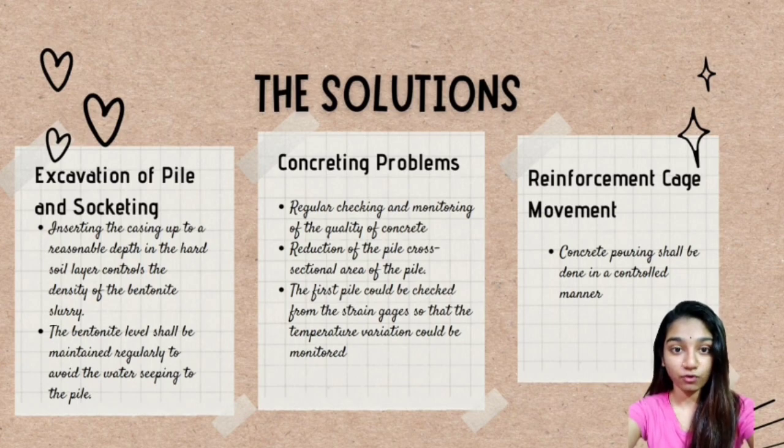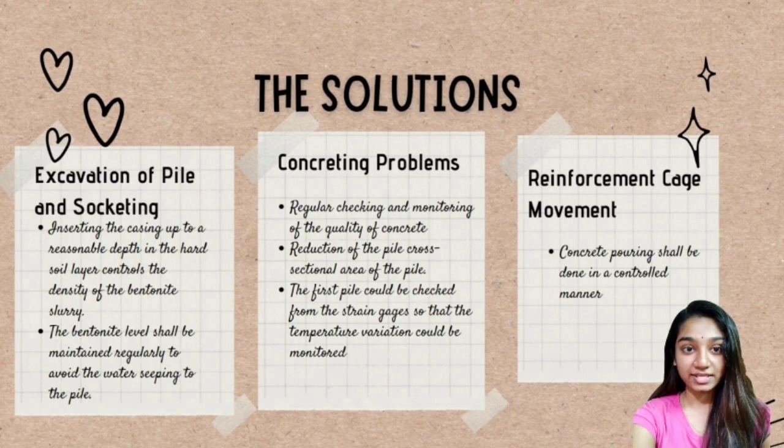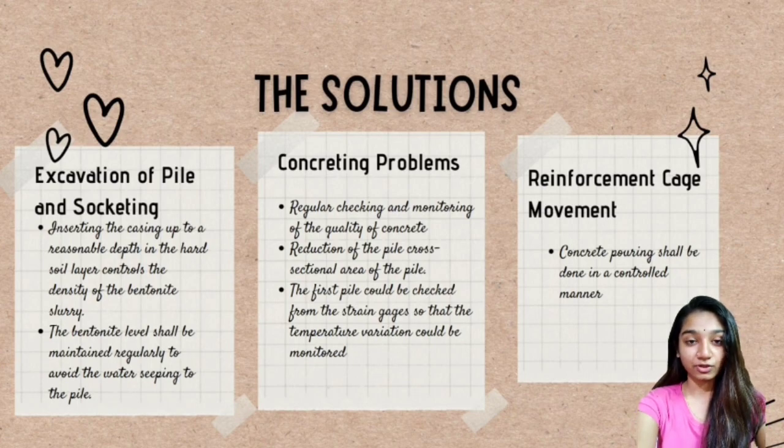the pile. Besides, for concreting problems, regular checking and monitoring the quality of concrete could avoid the voids in the concrete. Besides, the reduction of the cross-sectional area of the pile leads to reduced load carrying capacity of the pile, which avoids concrete necking. The first pile could be checked from the strain gauges and temperature variation could be monitored. Last but not least, the reinforcement cage movement. Concrete pouring should be done in a controlled manner to avoid lifting.